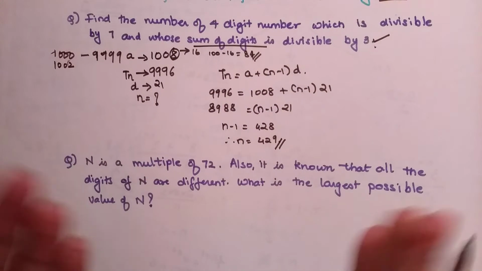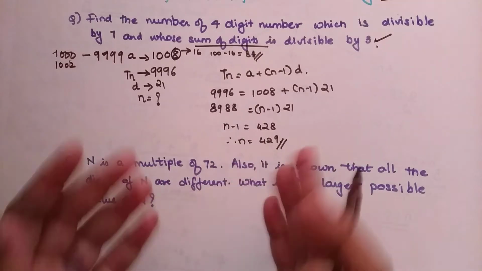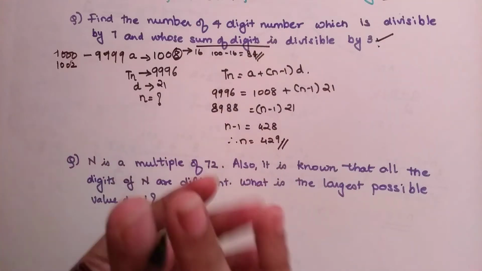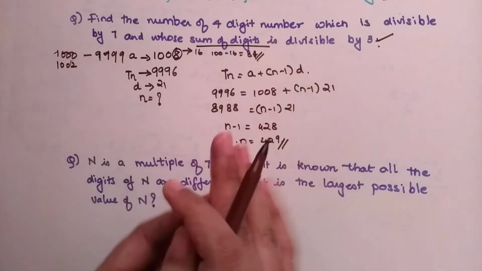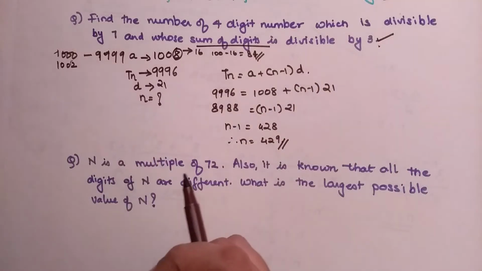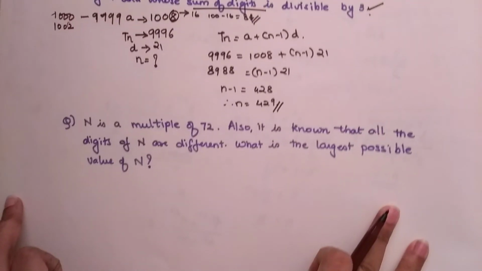Meaning, whenever you have a question in which you need to find the number of numbers which are divisible by a certain number, then trust me, the Tn value or the Tn formula will be very, very helpful. Okay, now let's talk about the next one.